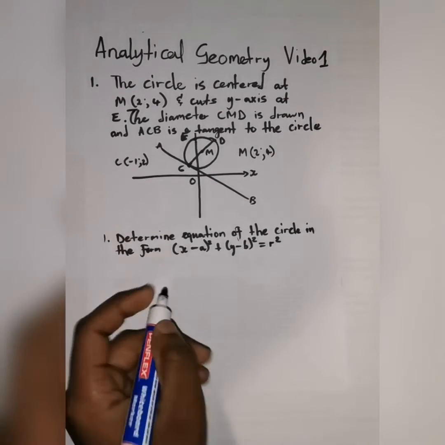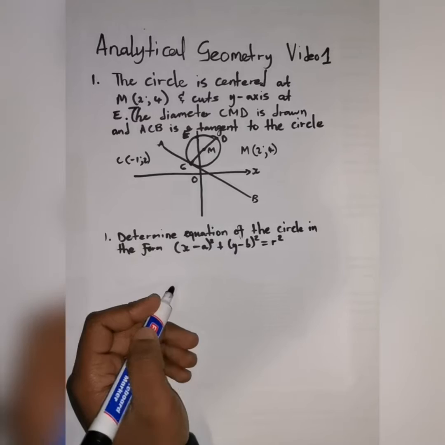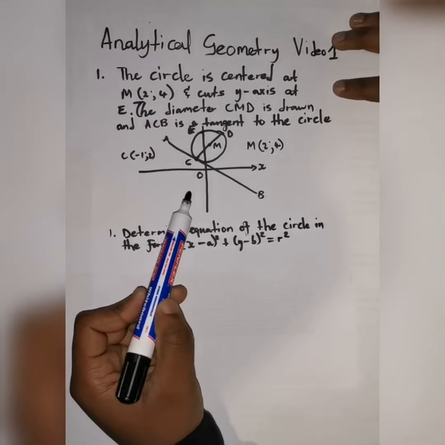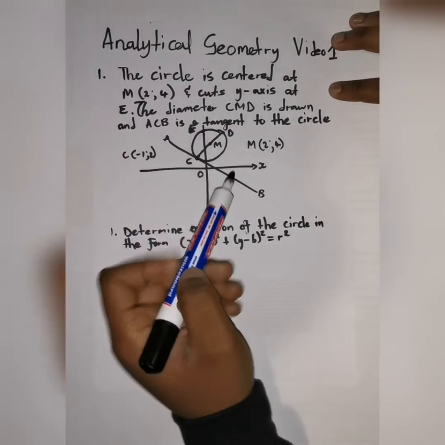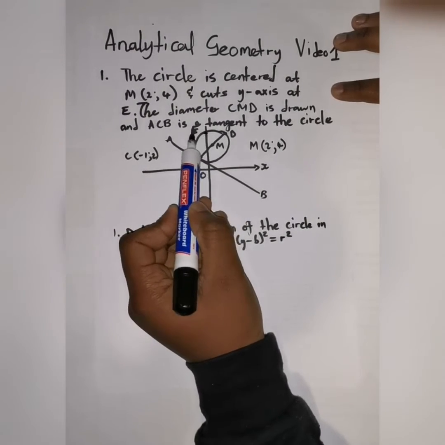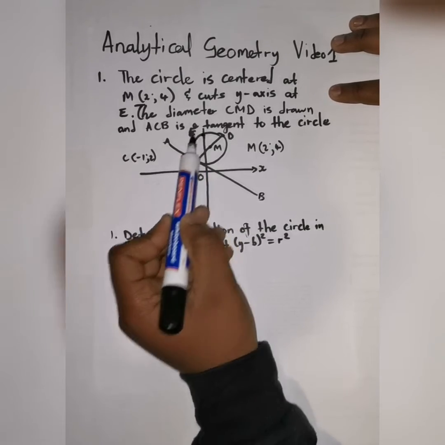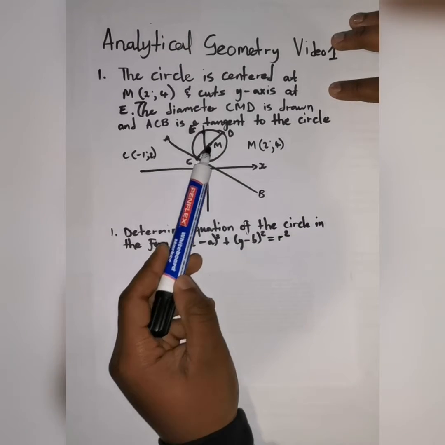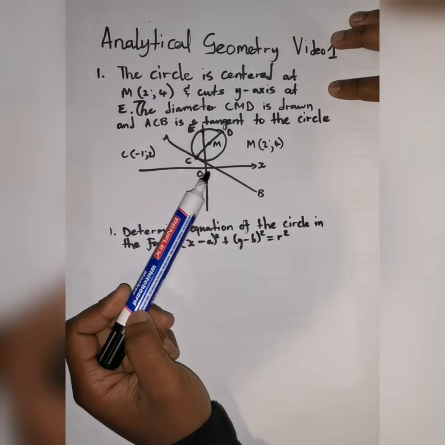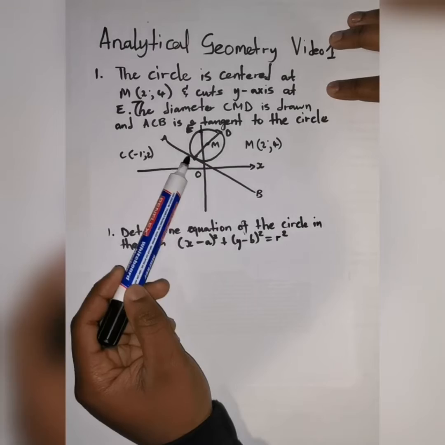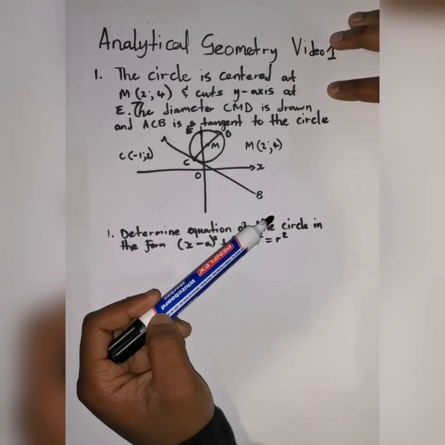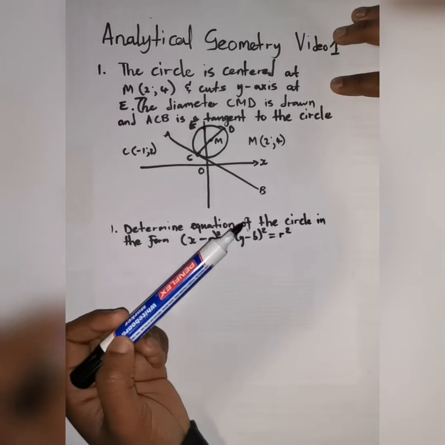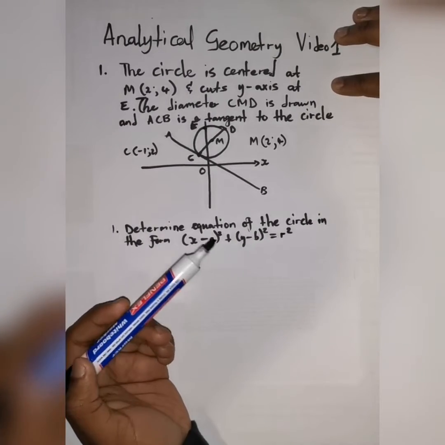So in this question we're told that the circle is centered at M, and cuts the y-axis at E. This is point E right here. And we're told that the diameter CMD is drawn and ACB is a tangent to the circle. This information is very critical, and it's going to assist us in answering the question.